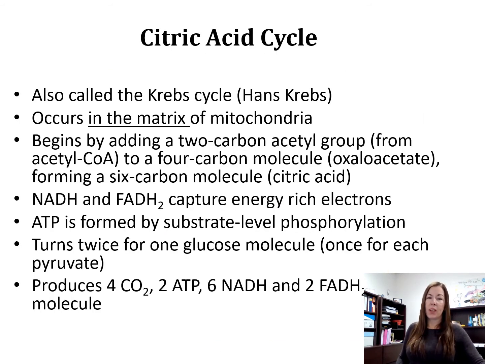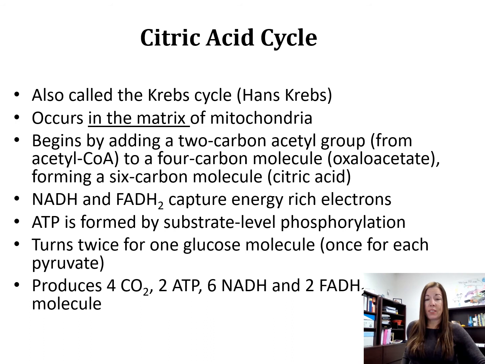So the Krebs cycle, or the citric acid cycle, I call it the Krebs cycle because I like to give credit where credit is due, Hans Krebs. So it happens in the matrix of the mitochondria, so the center and gooey part of the mitochondria, and it begins by adding that 2-carbon acetyl group from acetyl-CoA to a 4-carbon molecule, which is oxaloacetate, and you actually form a 6-carbon molecule, which is known as citric acid. That's why it's called the citric acid cycle.